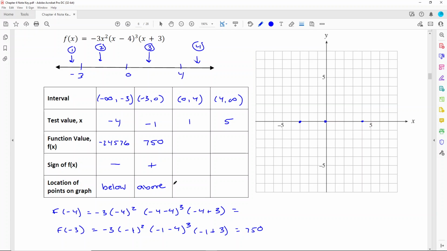All right, pause the video, and I want you to plug in when x is 1 and when x is 5.